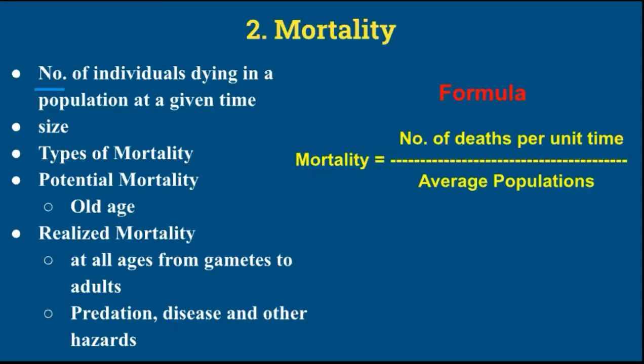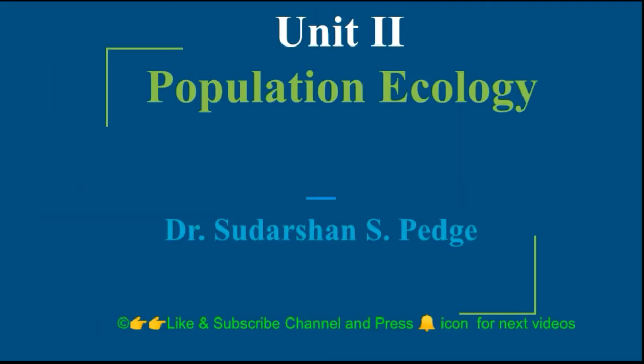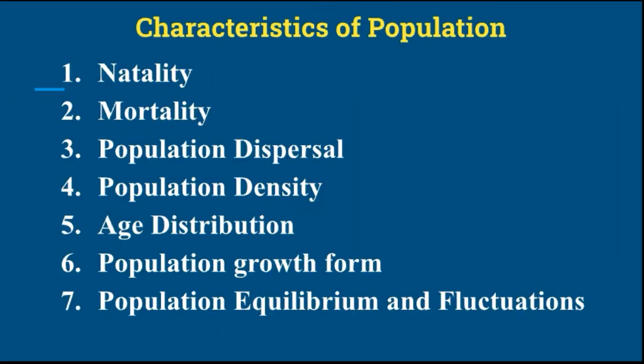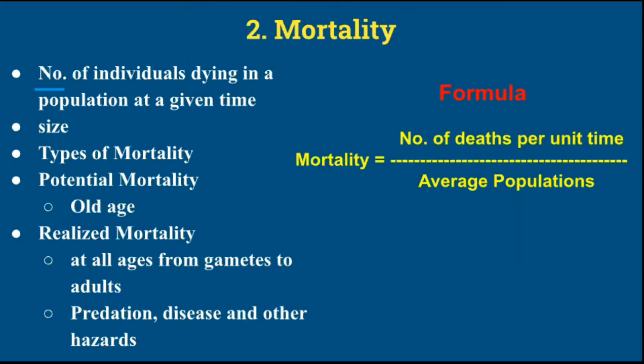So this is it for today. In this lecture we have seen the introductory part about population. First of all, we saw the definition of population. Next, the salient features and types of population. After that, we saw the seven characteristics of population. Of these, we covered the first and second today: natality as well as mortality.